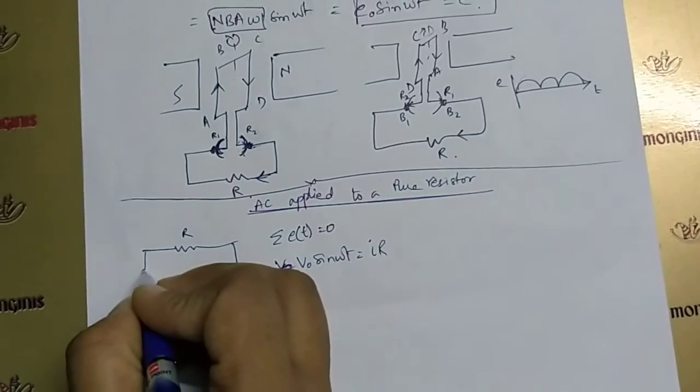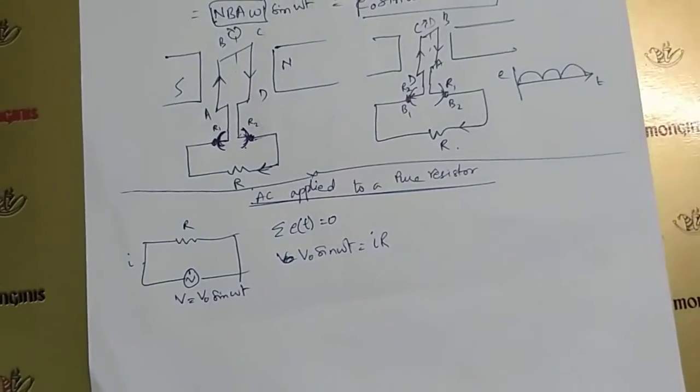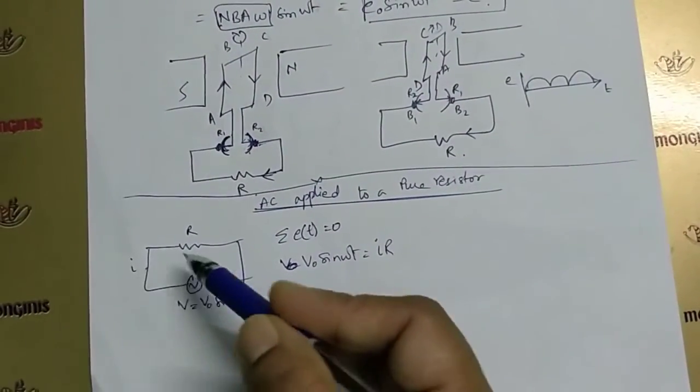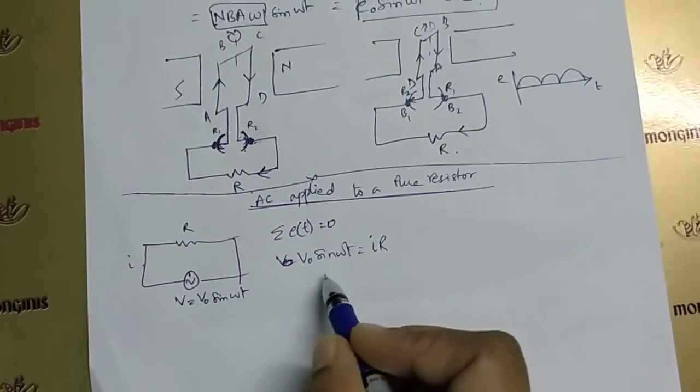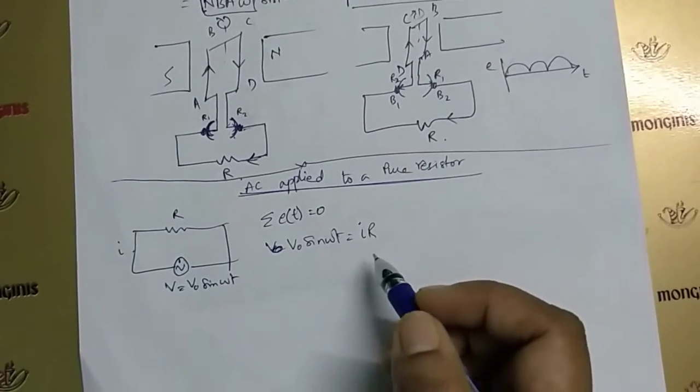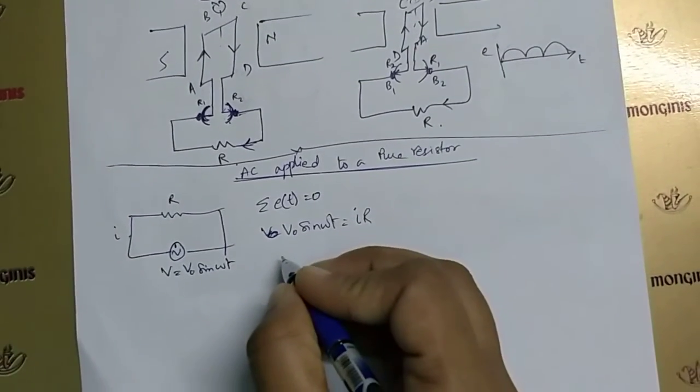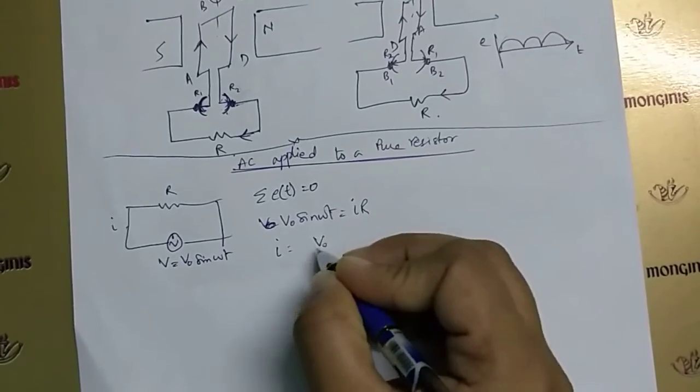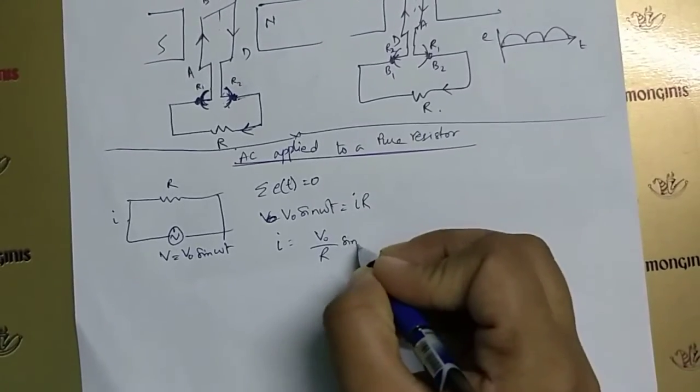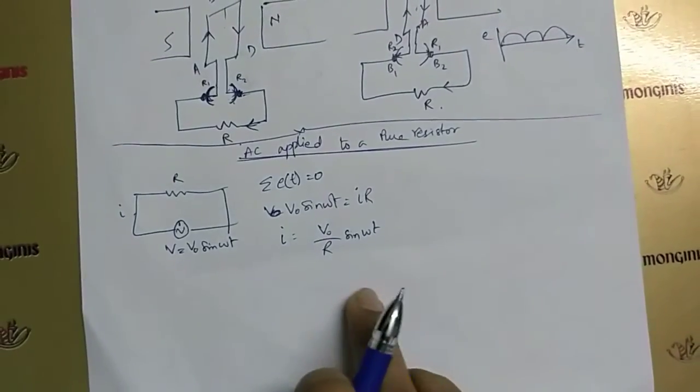Where I is the current in the circuit. I did not put an arrow because it's an AC current, its direction keeps on changing. So V naught sine omega t is equal to IR, and from here you will get that I is equal to V naught by R sine omega t.